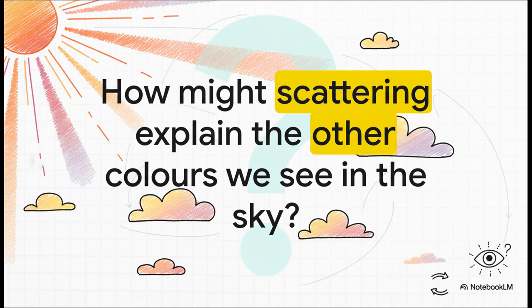So I will leave you today with a final thought. We've talked about blue and red, but our sky shows so many other lovely colors, like orange, purple, and pink. I want you to look at the sky and think about how this same principle of scattering might be creating those beautiful shades as well. Keep observing and keep questioning.